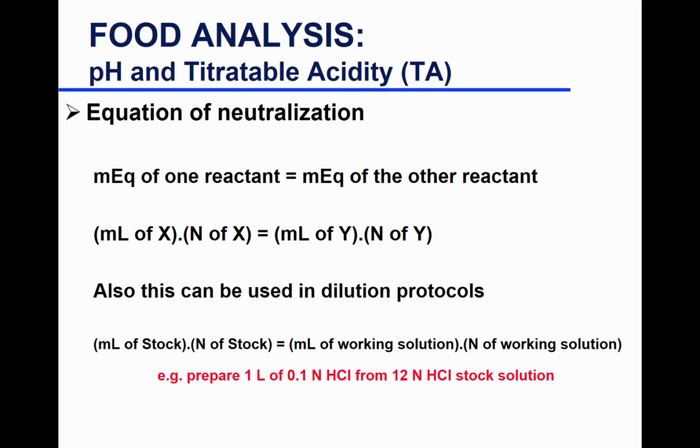So we can use the same principle for dilution protocols. If I have a stock solution, concentrated 12 normal HCl, and I want to prepare 1 liter of 0.1 normal HCl, I can use this equation to determine how many milliliters of 12 normal HCl I need to dilute up to a liter to get 0.1 normal HCl. So pull out a piece of paper and hold on to it, because this is going to be over 2 lectures. And start calculation.